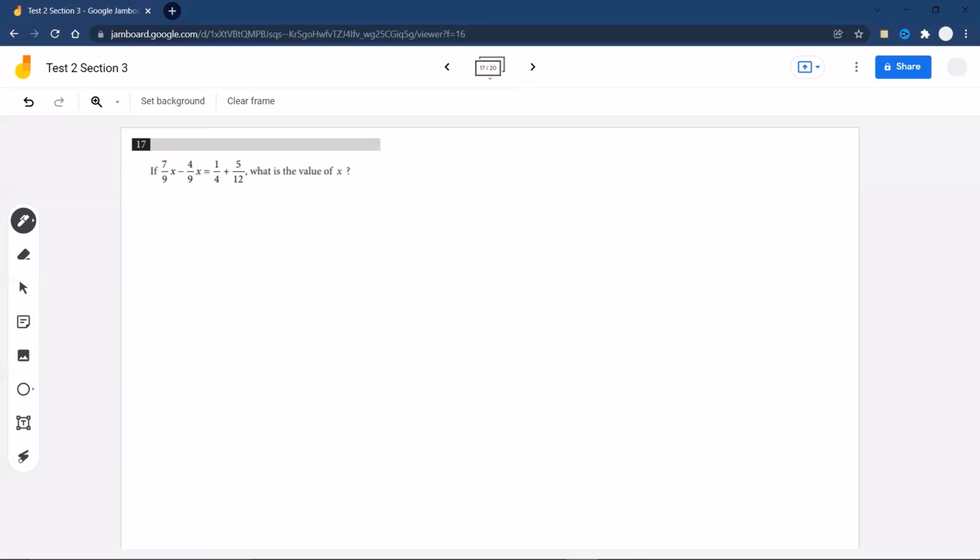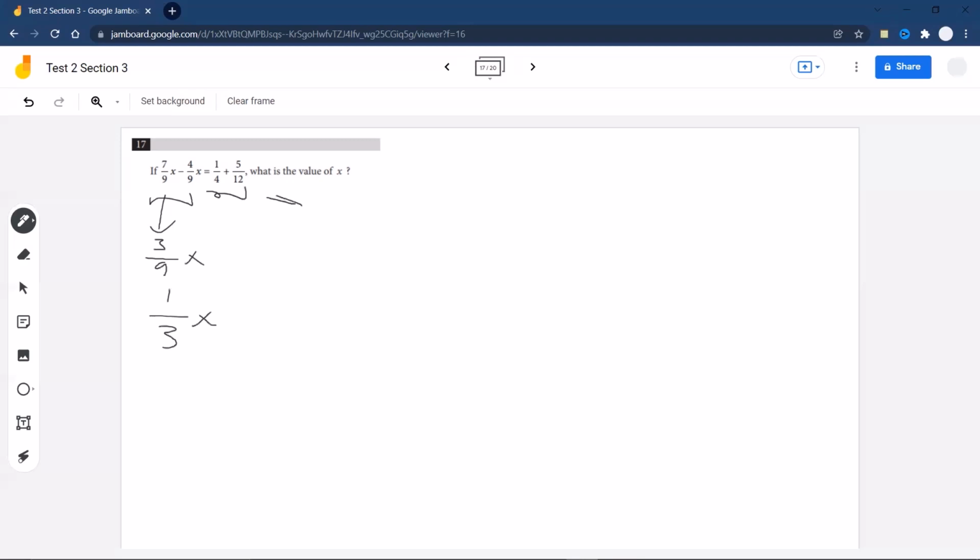All right, here we have a fractional equation, so let's go ahead and solve that. As you know, when you subtract fractions with a common denominator, it's very simple. You just subtract the tops from one another. So we have 7/9x minus 4/9x equals 1/4 plus 5/12. What's the value of x? We can clean this up right off the bat because 7 minus 4 is 3. So we're at 3 over 9x, which is the same as 1 over 3x.